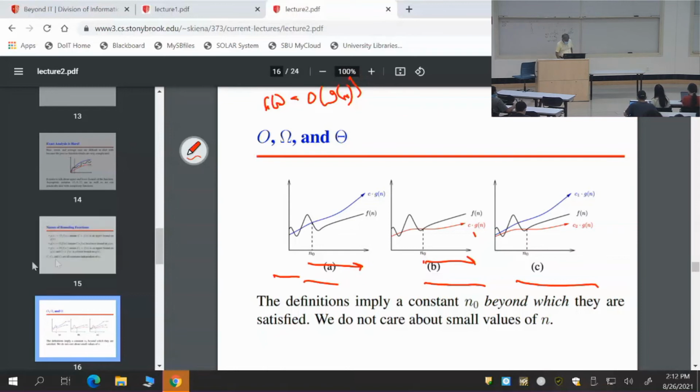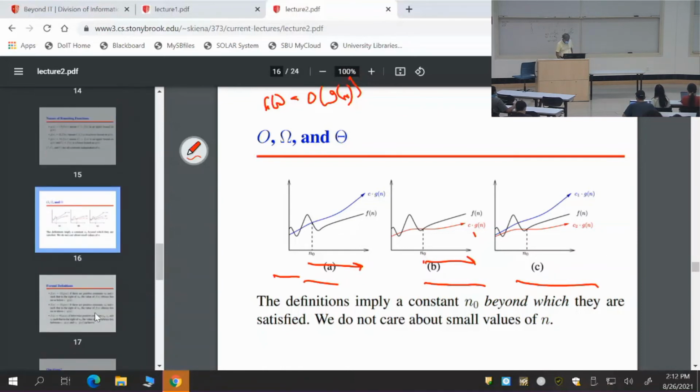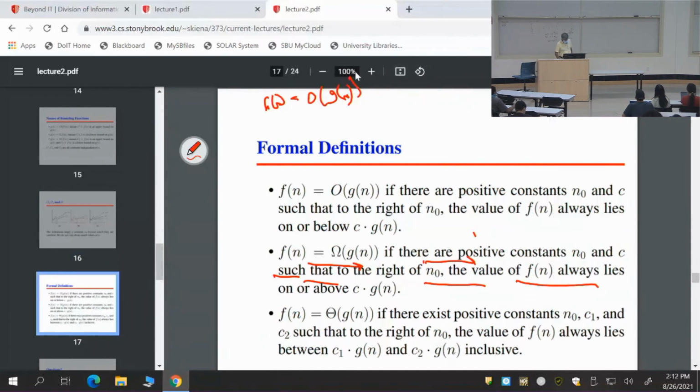Okay. Let's go. I think the pictures are important to look at. What are the definitions? When I think about these problems, they sometimes get tricky. I always go back to the definition. What does it mean when f of n is big O of g of n? It means that there must be constants n0 and c such that for all n greater than n naught, f of n is always less than or equal to c times g of n.